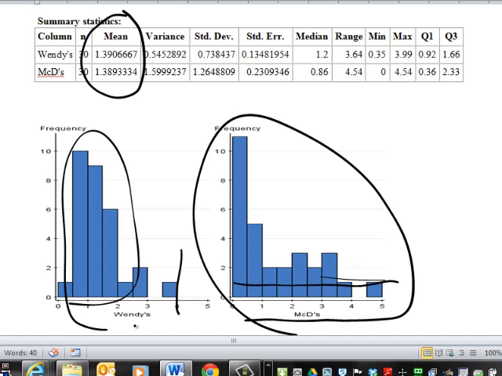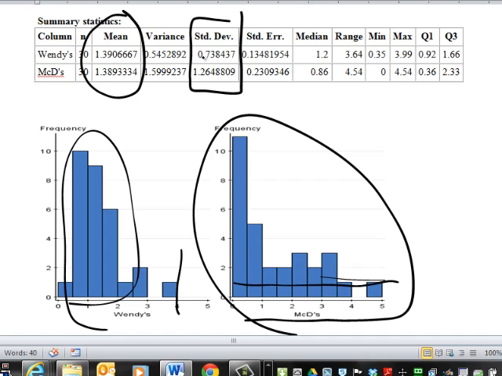And sometimes it's kind of like reading tea leaves when you're looking at these histograms and other plots. So we do have a numerical calculation we can look at, and that's the standard deviation, the measure of the variation. So we notice that McDonald's wait time standard deviation is 1.26. The Wendy's standard deviation is 0.74. So we see here that McDonald's does have a larger standard deviation, so a more varied wait time.